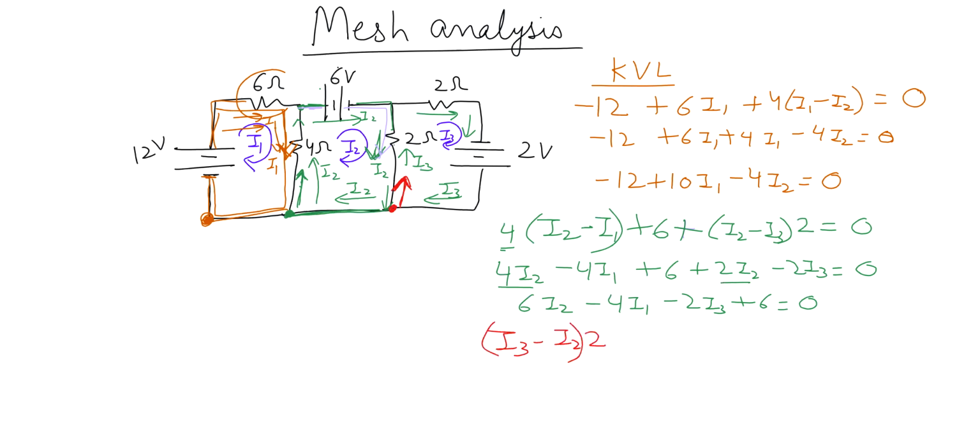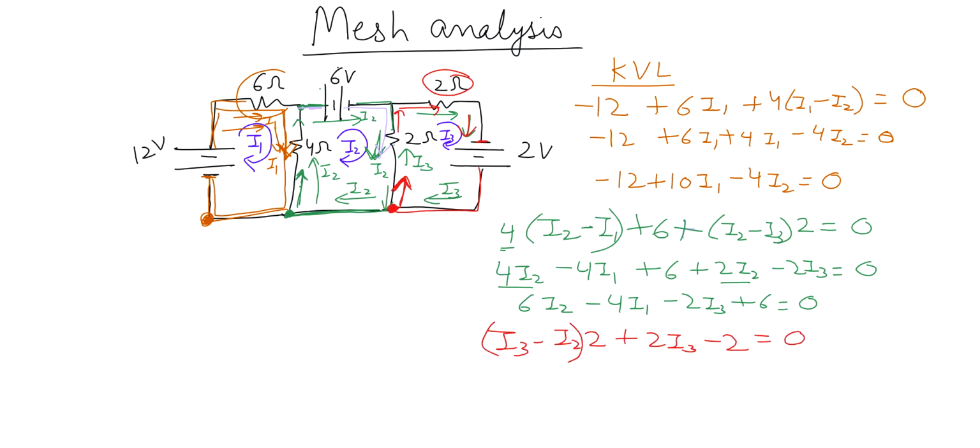Then I reach here, and I follow this. In this 2 ohm resistor, the current is I3 only, so it will be 2 times I3. Then we follow this direction. This is negative here first, so I will say minus 2. Then we go this way, then we go here. We reach through this loop, so we close this loop and we have written the third equation.